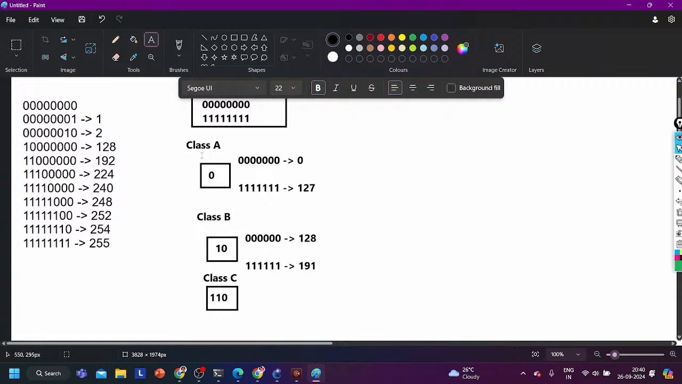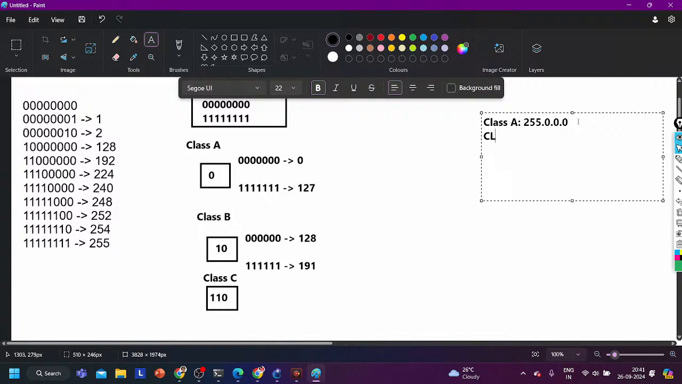So from class A, how many networks can I design? How many network bits are there? For class A, by default, the subnet mask is, guys, 255.0.0.0 for class A. 255.0.0.0 means 8 network bits are there. That means I can design 2 to the power 8 networks, but I have already reserved 1 bit. That means 7 bits are free. So I can design 2 to the power 7 networks from class A.